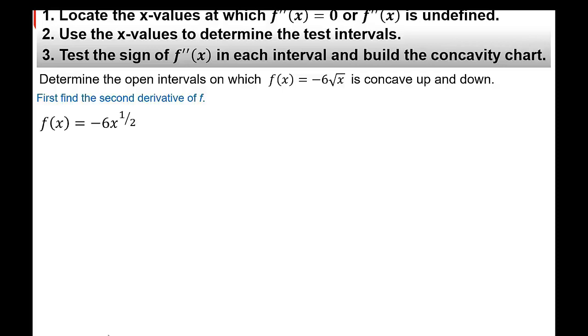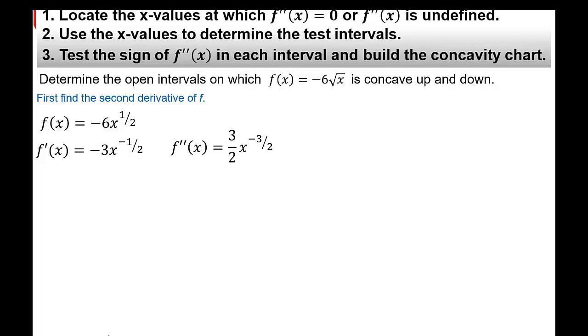We want to rewrite that function. Instead of the square root of x, we're going to write it as x to the 1/2 power. The derivative would be 1/2 times minus 6, which is minus 3, and then subtract 1 from 1/2, and you get x to the minus 1/2. The derivative again, to get the second derivative, would be minus 1/2 times minus 3, making a positive 3/2. Subtract 1 from minus 1/2 and get minus 3/2.